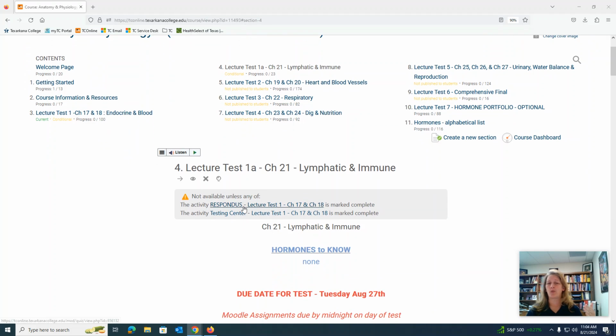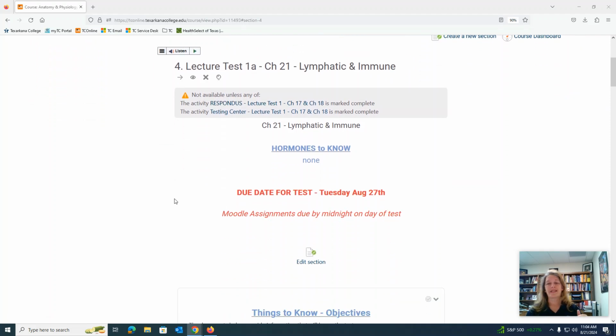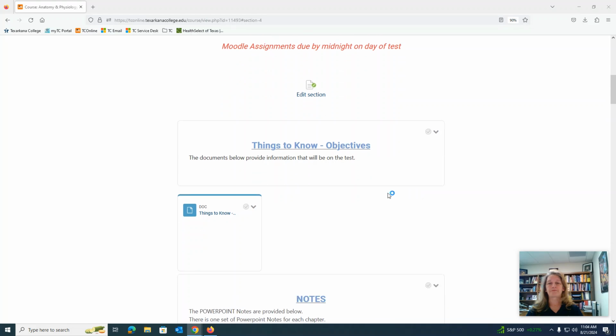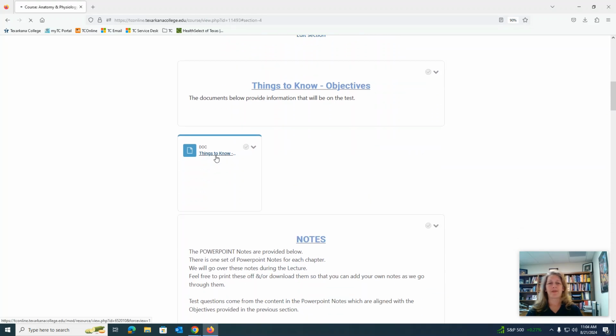Now, this isn't going to open for you unless you've taken the test, whether it be on Respondus or in the testing center. Once you get a grade on that, this should already open for you. You've got the test date there. Be sure to check the test date on your Moodle page so that it's accurate. Let's take a look at what you need to know on the test coming up.